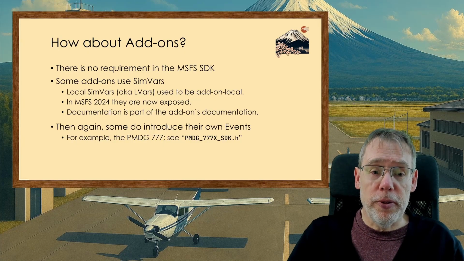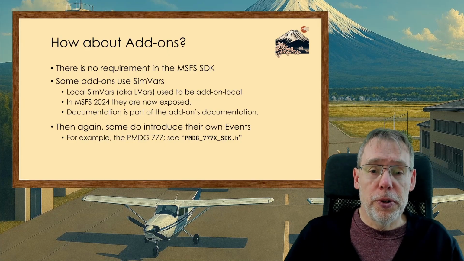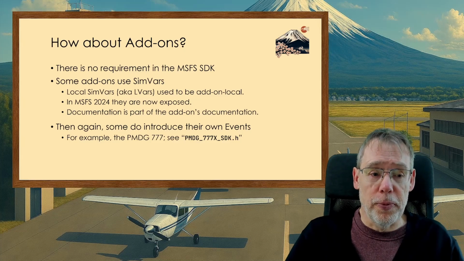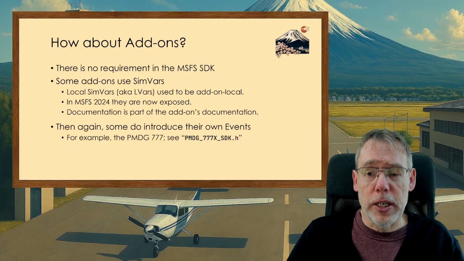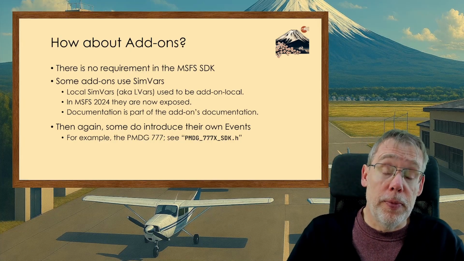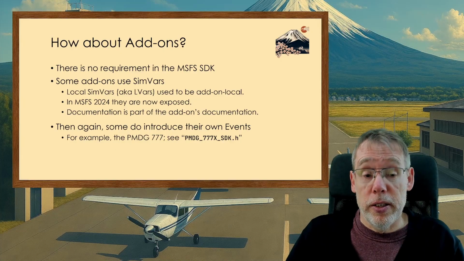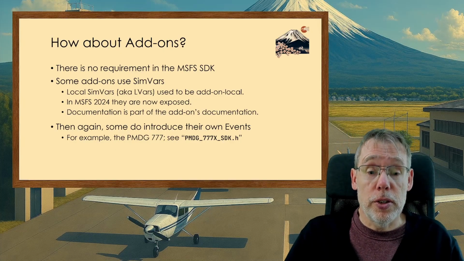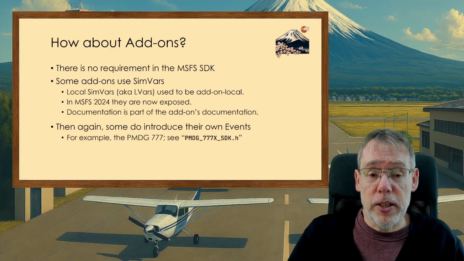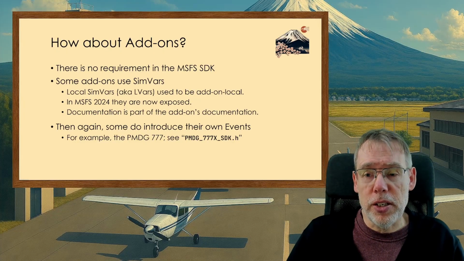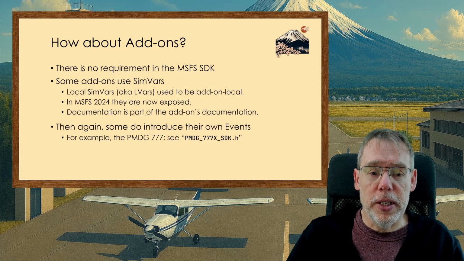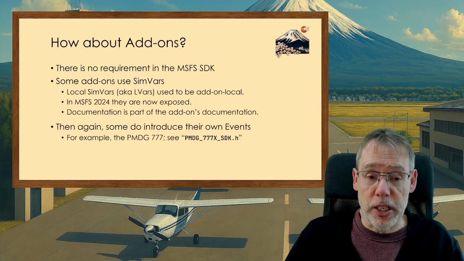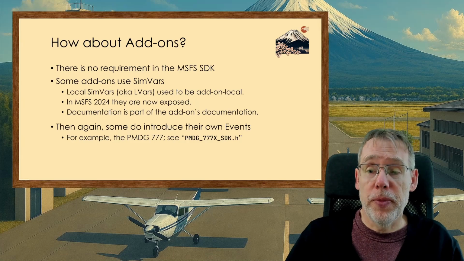But in 2024, that was at a certain moment posed. So nowadays you actually can request the local simvars. The documentation about these, of course, is part of the add-ons documentation, so you have to look at them. And some of them actually introduce their own events. And yes, the PMDG aircraft tend to do this. So they have data. They don't use simvars, they use client data, and I'll come to that later on. But if you want to change something, then you should use the events, and they're documented in their header file.